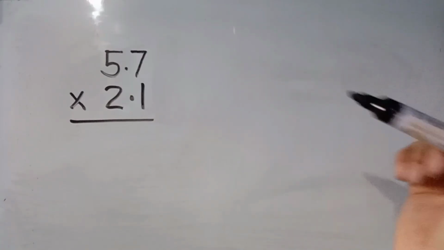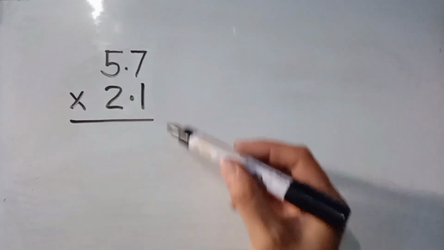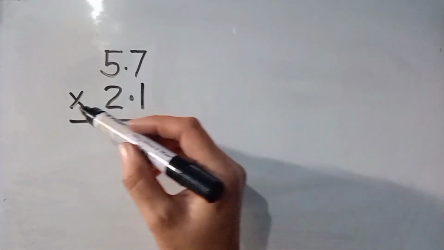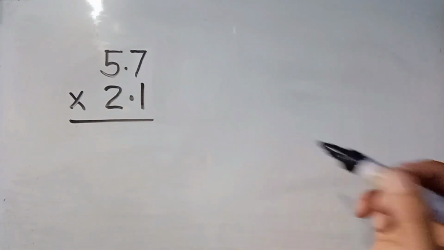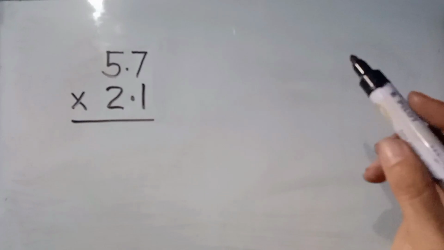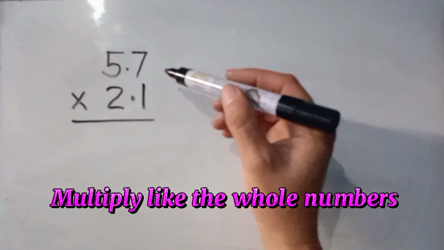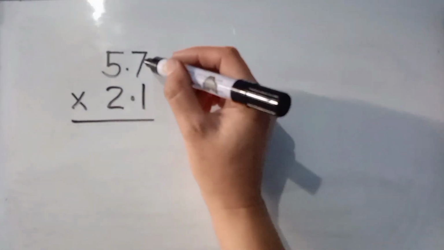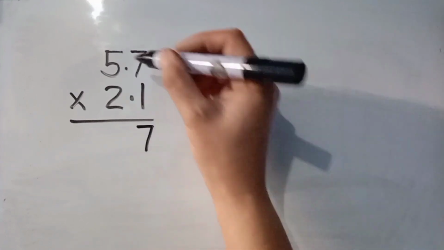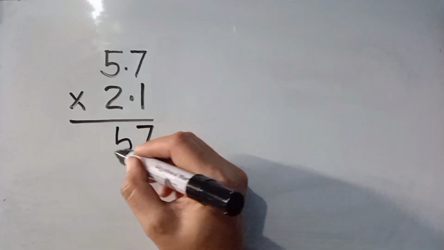Okay, let's have multiplying decimals. 5 and 7 tenths times 2 and 1 tenth. Okay, so we are just going to multiply like the whole numbers. So 7 times 1, the answer is 7. 5 times 1, the answer is 5.